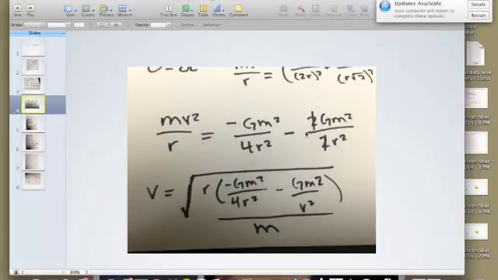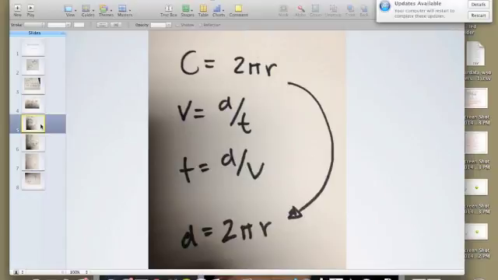And moving on, as we simplify more, we get what we have there, and then we solve for v. And we get this final answer: v equals the square root of r times negative Gm squared over 4r squared times negative G over r squared times m. However, we're not solving for v as our final answer.